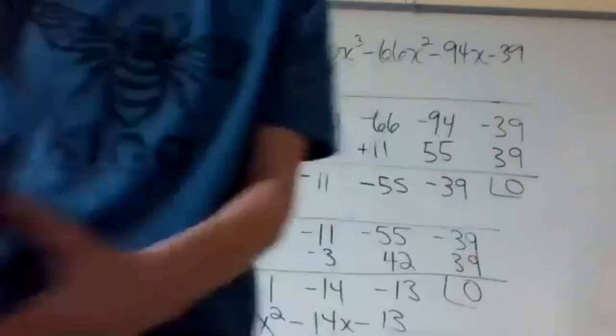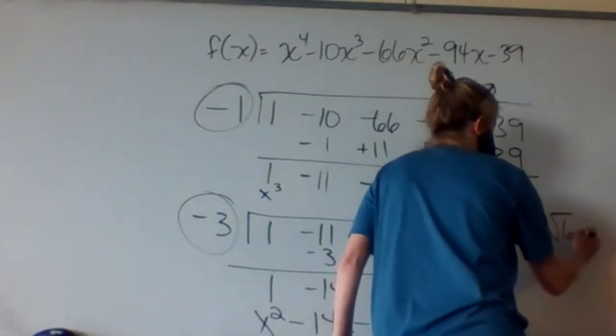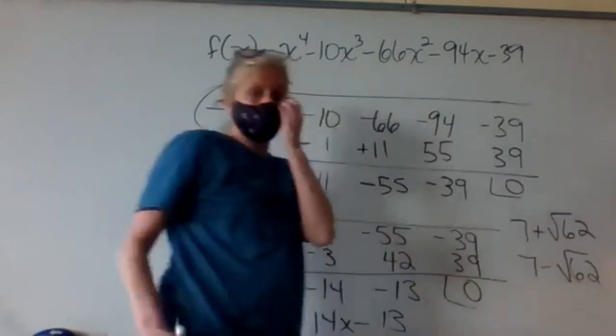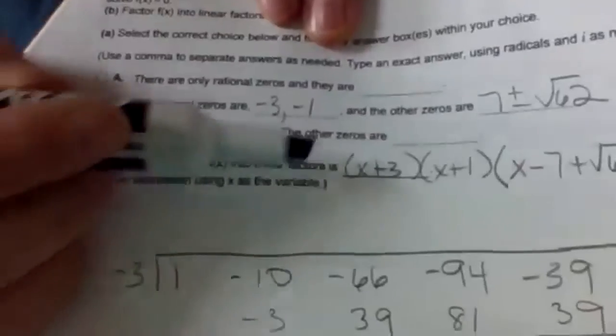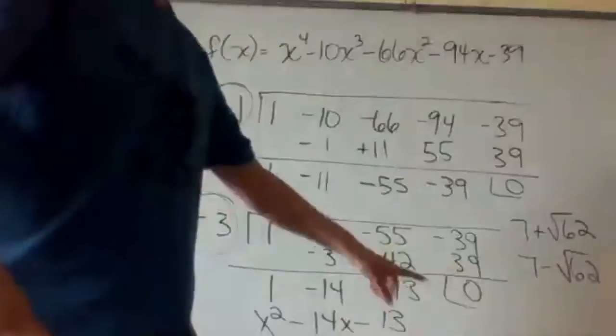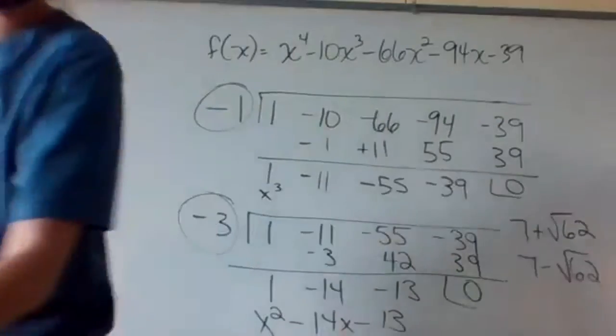There's your other 2 zeros. 7 plus the square root of 62. 7 minus the square root of 62. So you have the rational zeros are -3 and -1. The other zeros are 7 plus and minus the square root of 62.